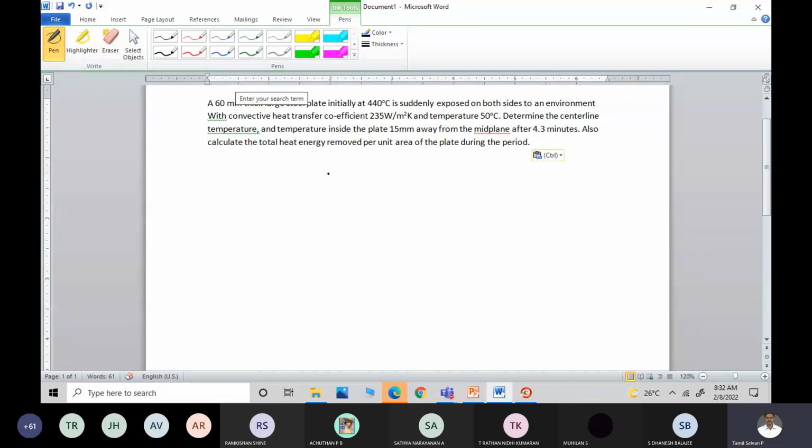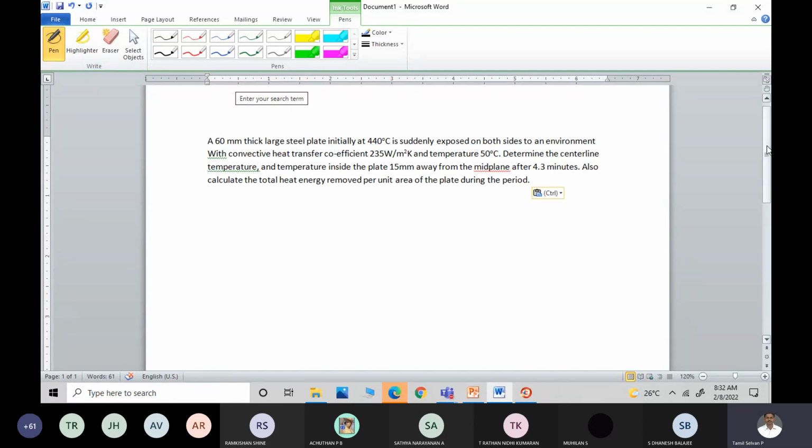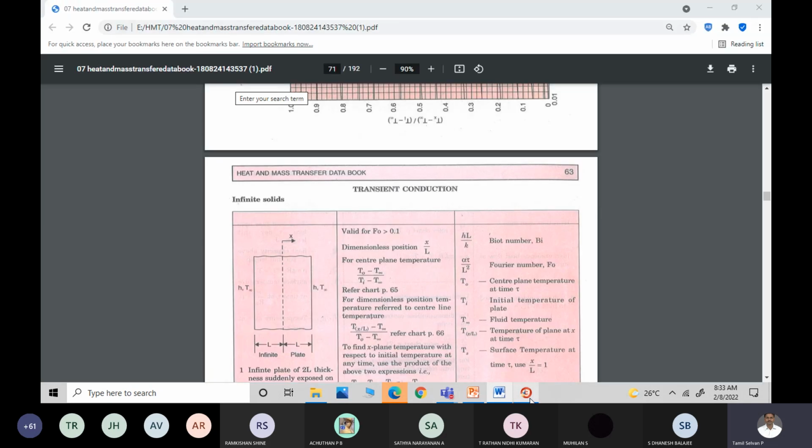The problem given is a 60 mm thick large steel plate initially at 440 degrees C, suddenly exposed on both sides to an environment with a convective heat transfer coefficient of 235 watt per meter squared Kelvin and temperature 50 degrees C. T naught is the center plane temperature and Ti is the initial temperature. So the initial temperature and T infinity are given.